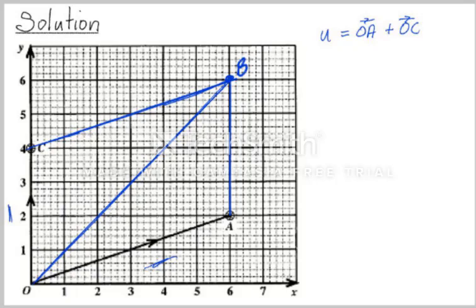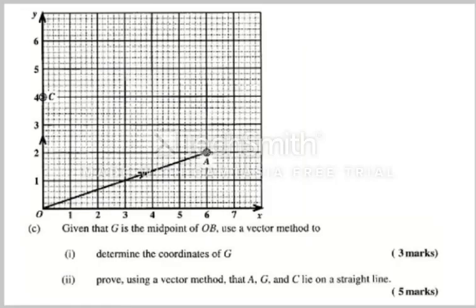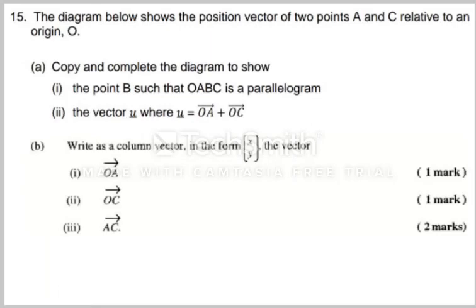So this is the vector U. That's the vector U. Why? Because from the parallelogram law of vectors, the vector OB is the vector OA plus OC. And since OA plus OC is U, it means that OB must be U. So that's the first thing we're asked to do. Was it difficult to do? We did it. So that was A.